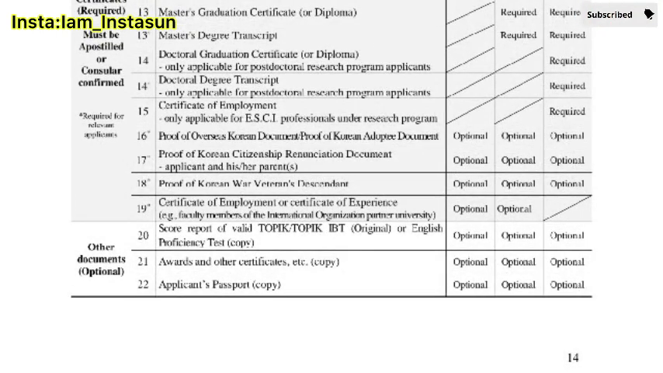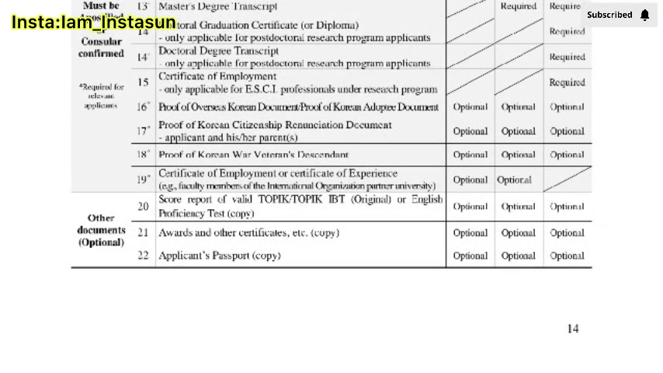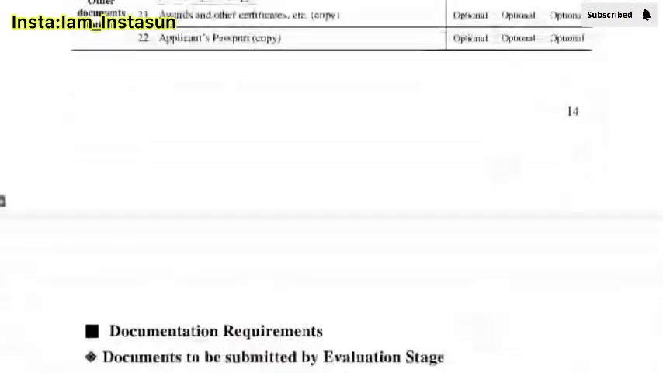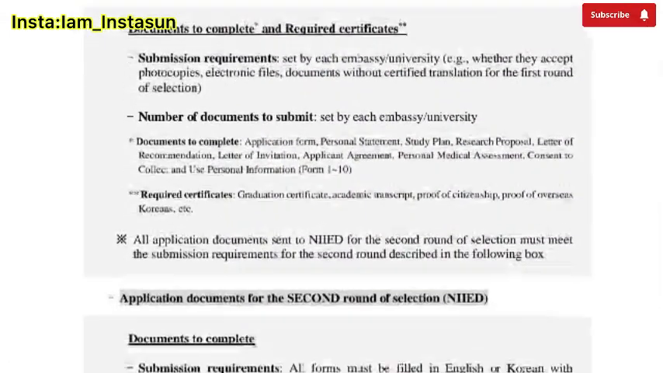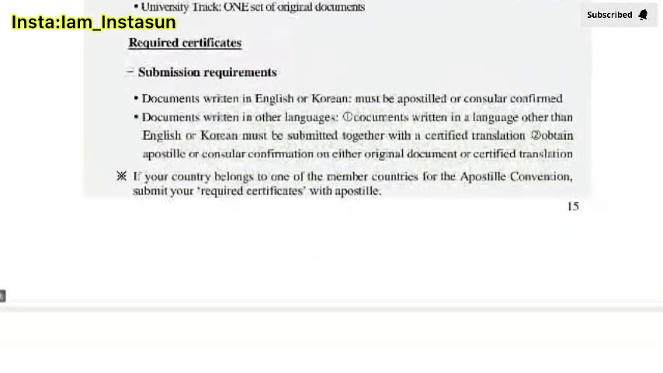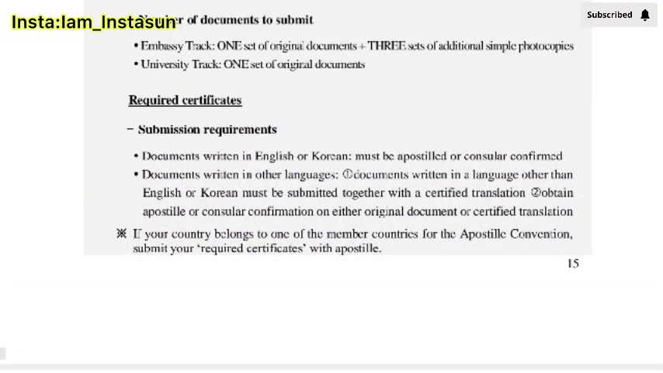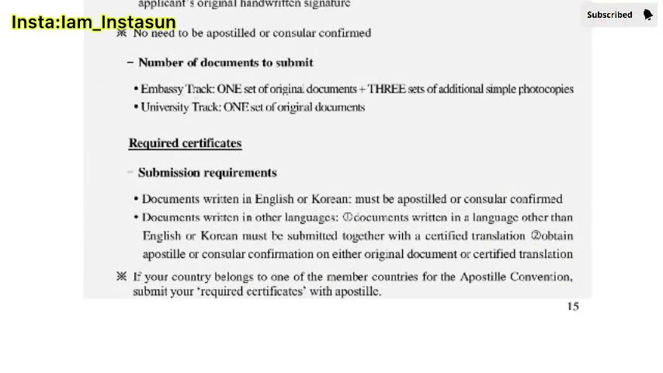Passport copy is also optional, but I would recommend you to have your passport during the application, or after the first or second round you have to apply for it. So I think it is better to apply early for your passport. And these things you can just study on your own. Everything, very minute details, are covered here. Like for embassy track, 1 set of original and 3 sets of additional photocopies have to be submitted. For university track, 1 set of original document has to be submitted.